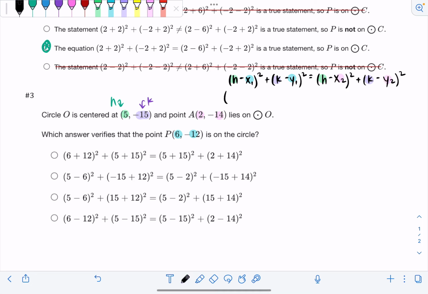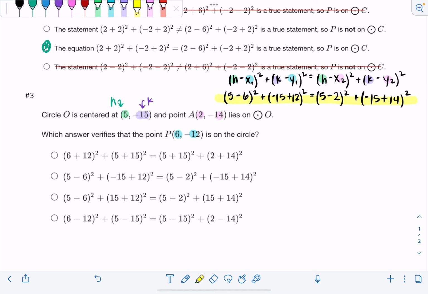So h is 5, so it'll be 5, and then minus the x from point P, so 6 squared, and then k is negative 15, minus the y from point P, so minus negative 12, but we're going to change that to a plus 12, so it's a double negative, squared equals h, so 5, minus the x from point A, so 2, and then plus k, so negative 15, and then minus the y from point A, which was negative 14, squared, and then same thing, we have a double negative, so we're going to turn that into a plus.